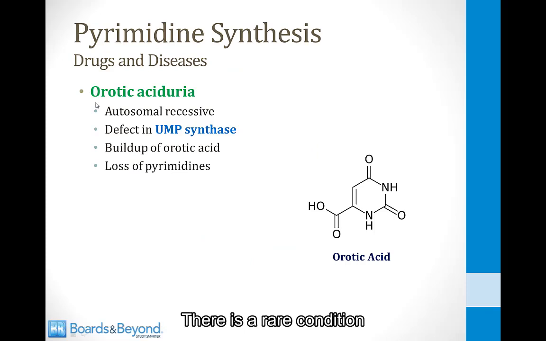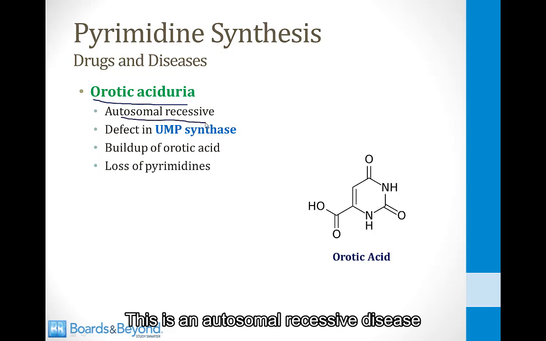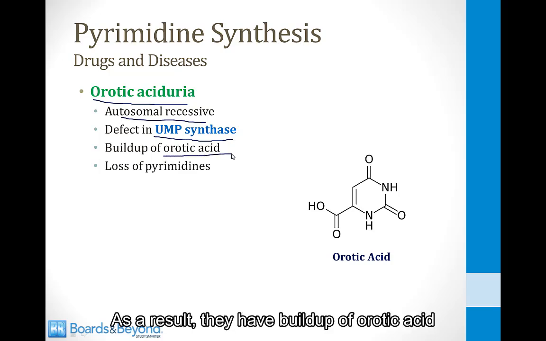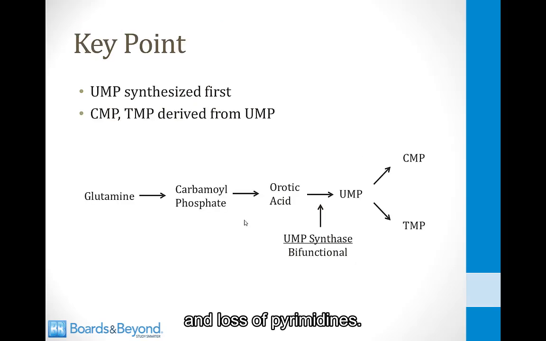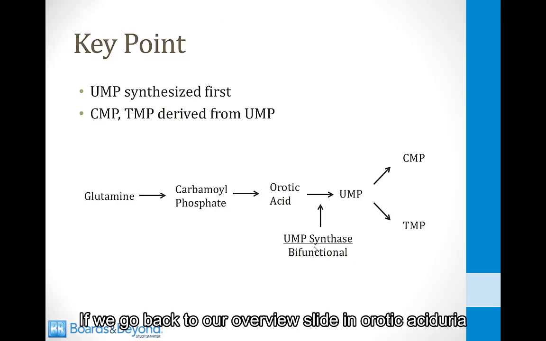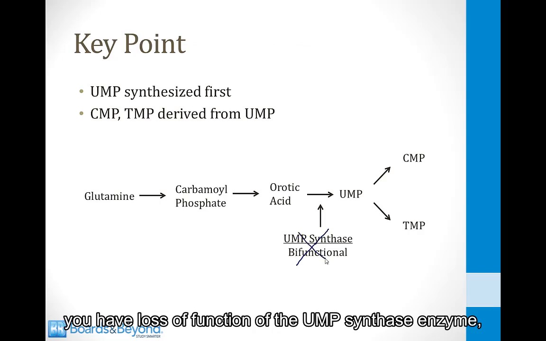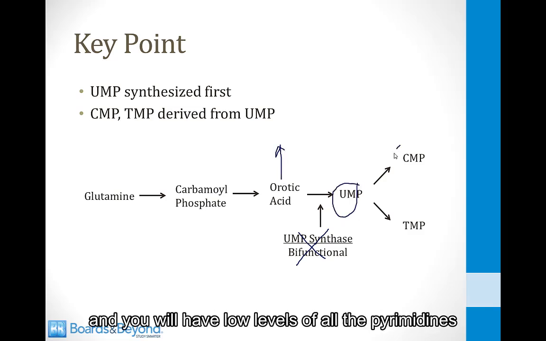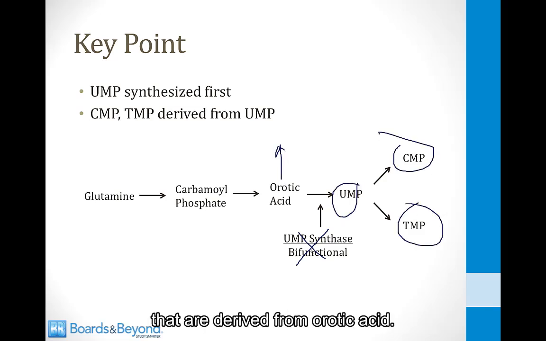There is a rare condition that ties in with the initial portion of the pyrimidine synthesis pathways, and that condition is orotic aciduria. This is an autosomal recessive disease where children are born with a defect in the UMP synthase enzyme. As a result, they have buildup of orotic acid and loss of pyrimidines. If we go back to our overview slide, in orotic aciduria, you have loss of function of the UMP synthase enzyme. As a result, the levels of orotic acid will get high, and you will have low levels of all the pyrimidines that are derived from orotic acid.